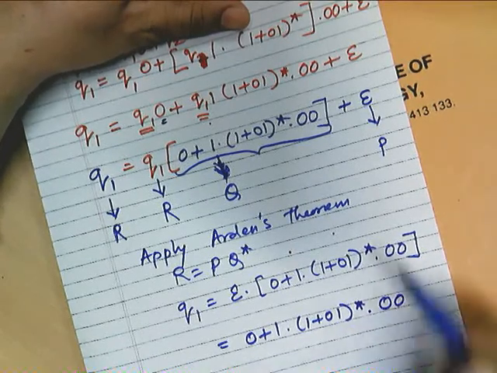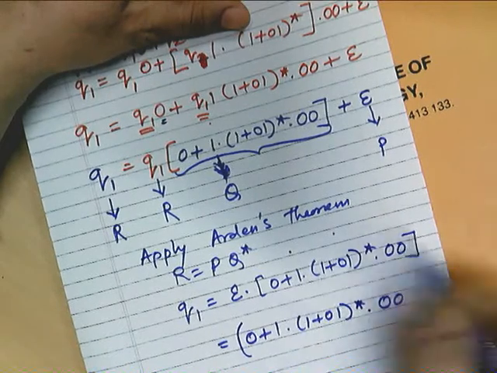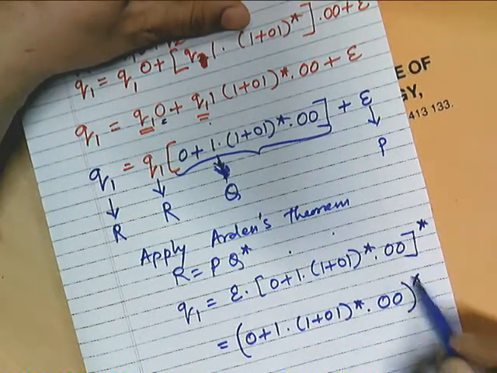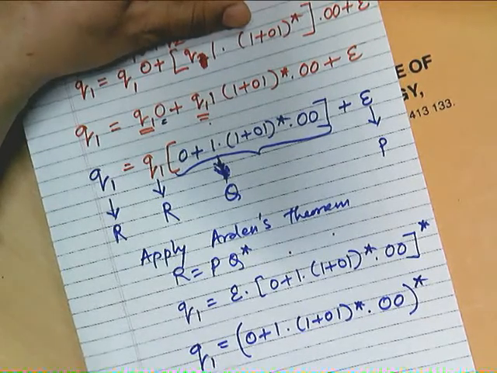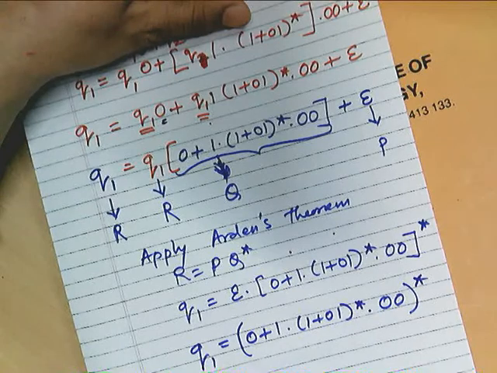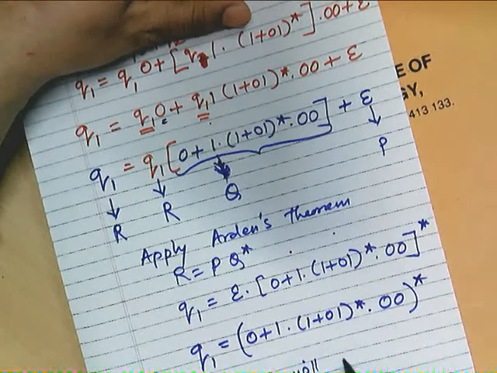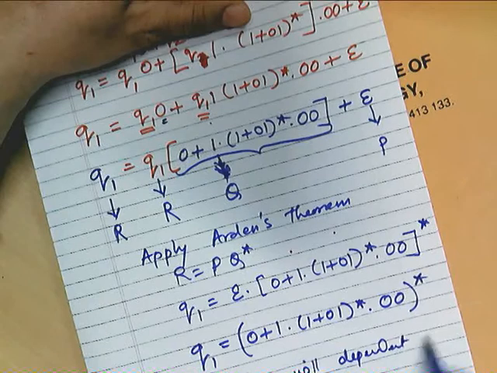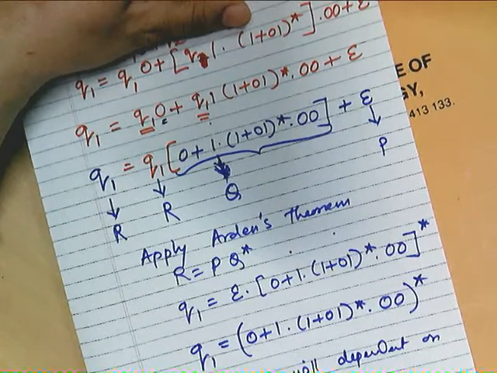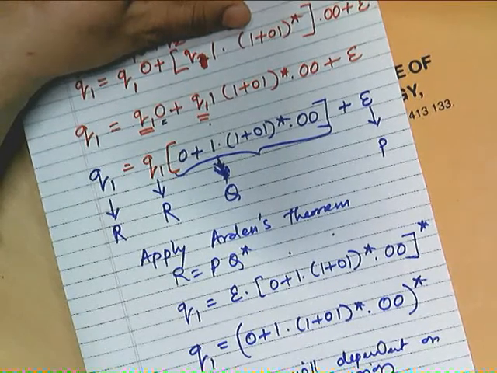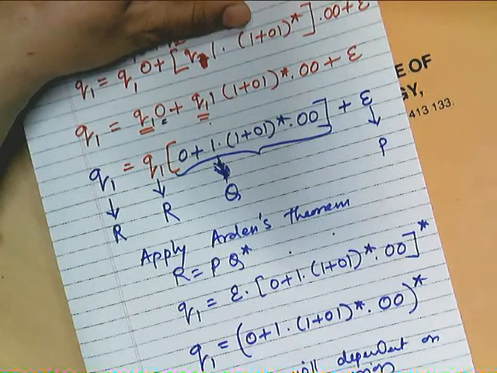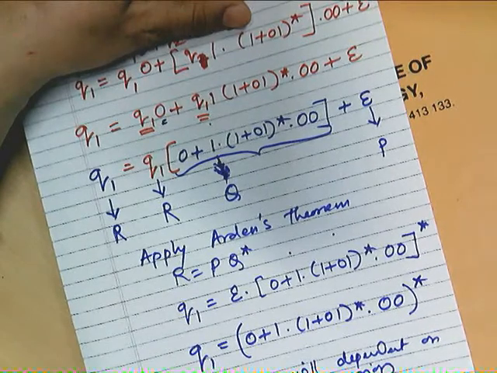Okay, sorry, I have not written here star, whole star. Okay, so this will be the equation for Q1. So my final RE will be dependent on only the Q1 expression. So my Q1 expression is, so my RE will be the same: 0 plus 1 dot 1 plus 0 1 whole star dot 0 0 whole star.